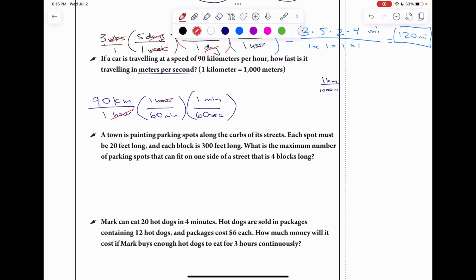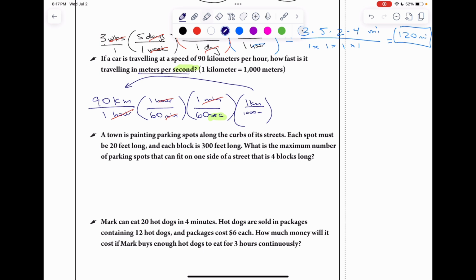Let's see. Is it going to cancel? My minutes on the bottom cancel with my minutes on the top. Good to go. All right, let's bring in that last conversion factor. Because at this point, I have my seconds in the denominator where I wanted them to be. I wanted per second, so I have that. But because of the commutative property of multiplication, I can multiply way over here and still cancel out something over here.